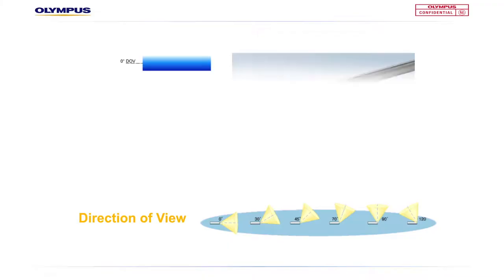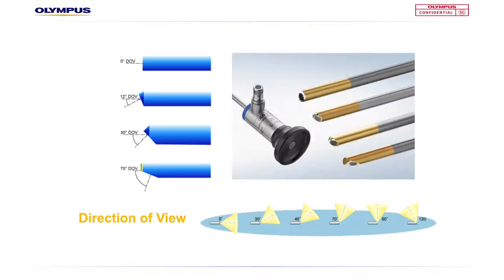You also need to be aware of the direction of view required and how to select a telescope with an appropriately angled lens. This is especially important because, of course, the rigid scope cannot bend to accommodate different tissues and angles. So the only way your perspective into a space can be changed is through the angle of the lens or the placement of the telescope into the tissue.